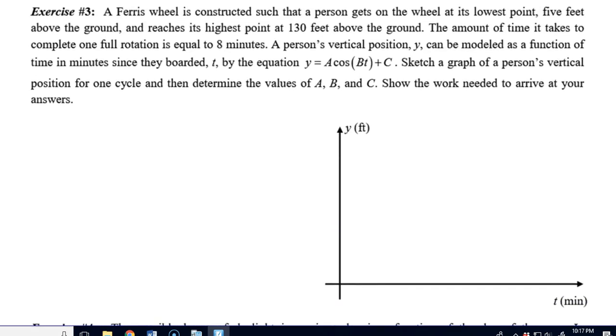Okay, last question. I want you to read through this question, find out the A, B, and C, and make that graph. Or possibly make the graph and then find out the A, B, and C. Play the recording to check your answers.